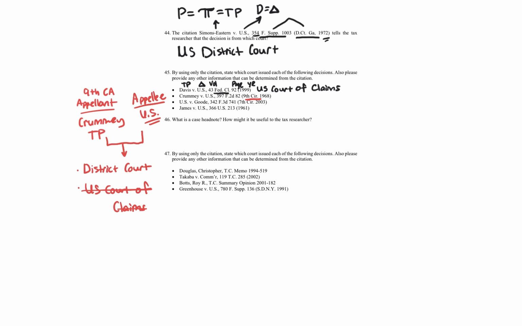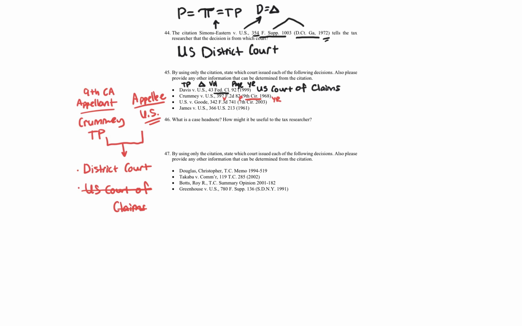And Crummy was the taxpayer. Crummy lost the case. U.S. is the appellee here. 397, of course, is the volume. So we got V for volume. Federal 2nd, of course, is the Federal 2nd reporter. 82 is the page. I'll put page there. And then 1968 was the year it was decided.